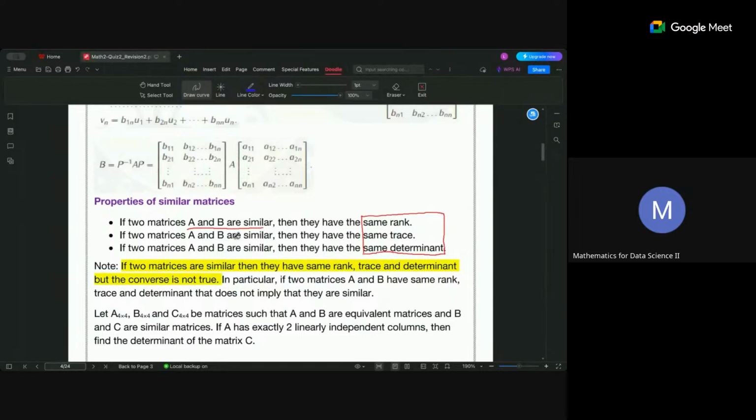Okay, but in the case of equivalent matrices, equivalent means the rank is same. For equivalent matrices, that condition works, but for similar matrices, we don't have such a condition.